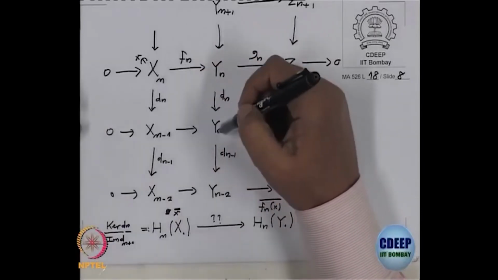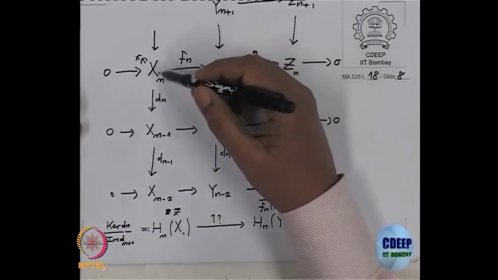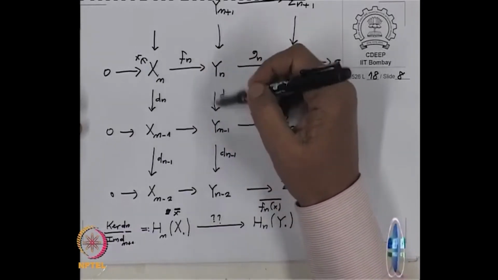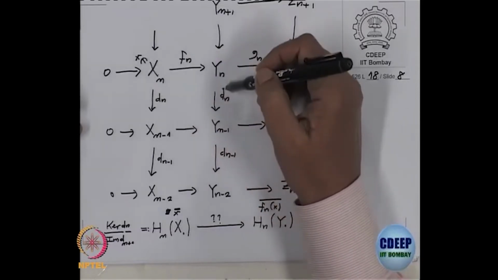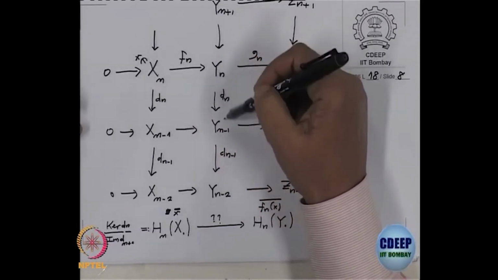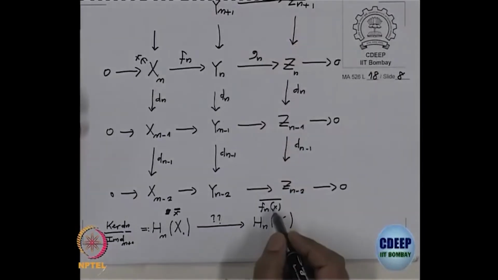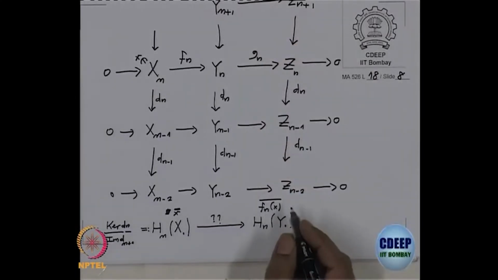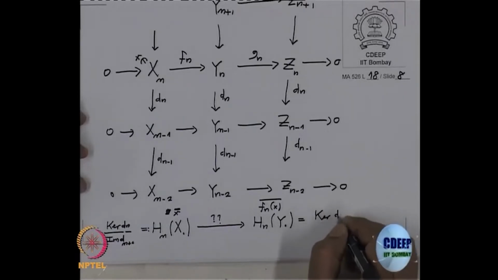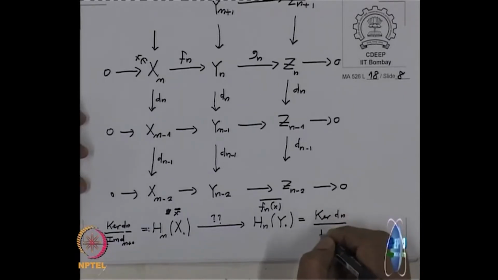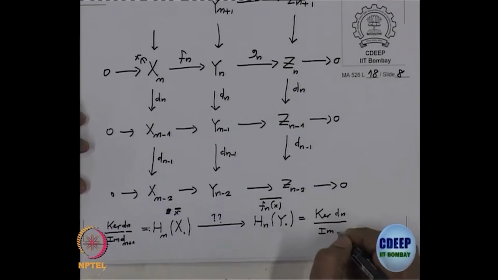So, this way it goes to 0. Therefore, this way it will go to 0. This way it goes to 0 means this fn of x belongs to the kernel of dn. So, therefore, this makes sense, because by definition this is the kernel of dn divided by the image of dn minus 1 or dn plus 1.